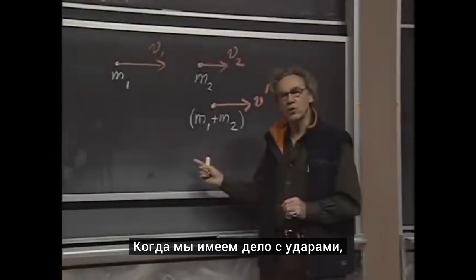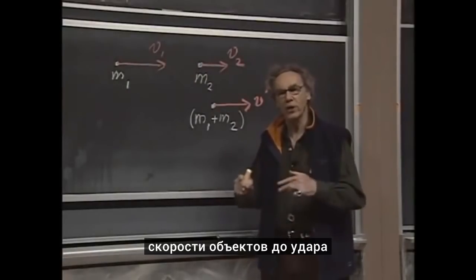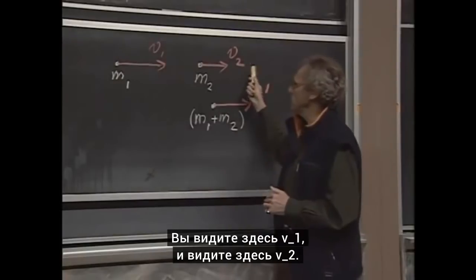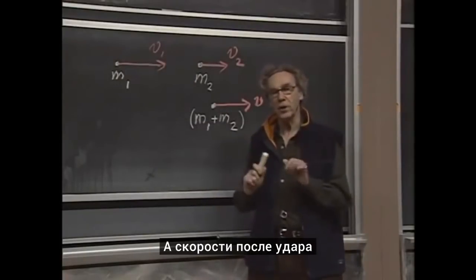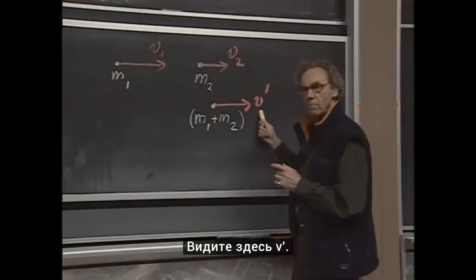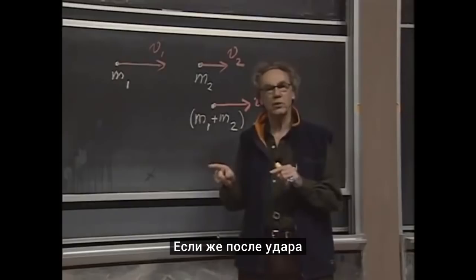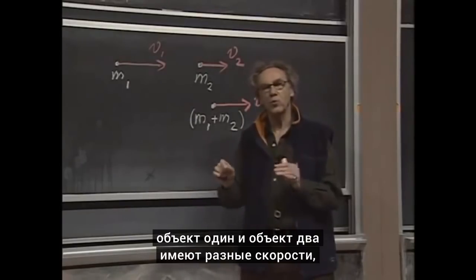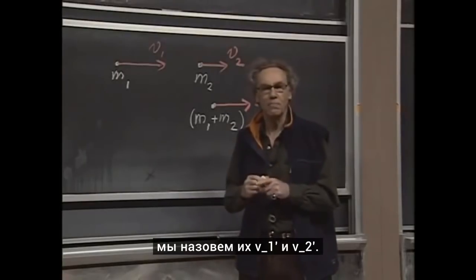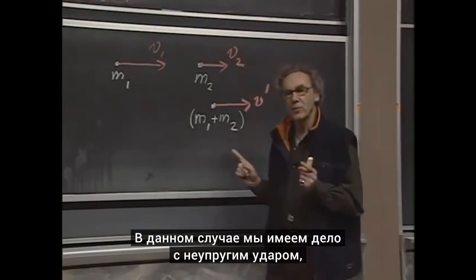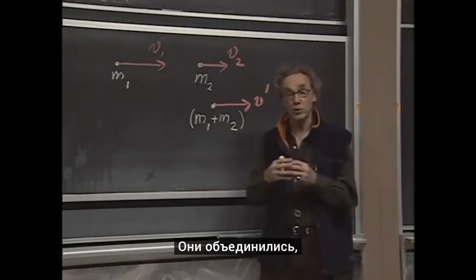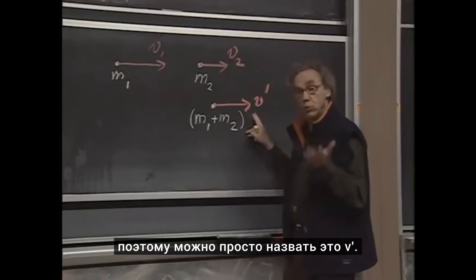When we deal with collisions, the velocities of the objects before the collision are unprimed. You see here v1, and you see here v2. Now the velocities after the collision, by convention, are primed. You see here a v prime. Now if after the collision, object 1 and object 2 have a different velocity, we would call them v1 prime and v2 prime. Now in this case, we're dealing with an inelastic collision. So m1 and m2 are stuck together. They are merged. So it is sufficient to just call it v prime.